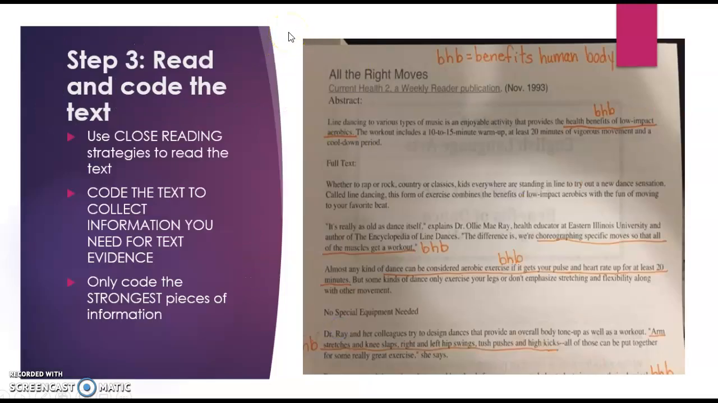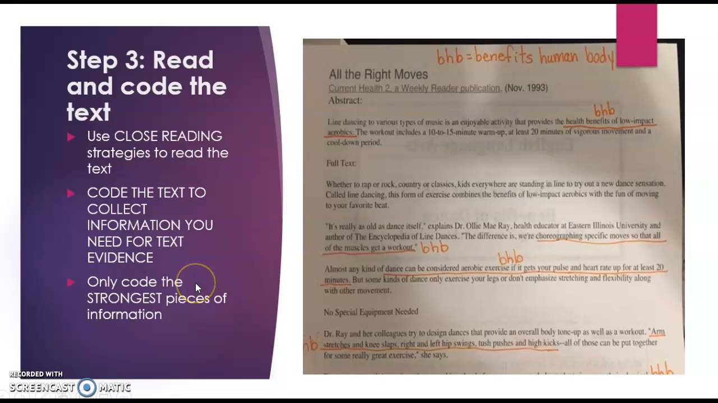Step 3, read and code the text. So I'm just going to explain once again, as I did in class, the reason that we have to read carefully and code the text is because this is our opportunity, first of all, to read about the topic I'm going to be writing about, but also to collect text evidence. This is your chance to go through the text and kind of pull out pieces of evidence that you might use when it comes time to write. So I definitely use close reading strategies to read the text. I code the text to collect information you need for text evidence. That's what I just got done explaining to you.